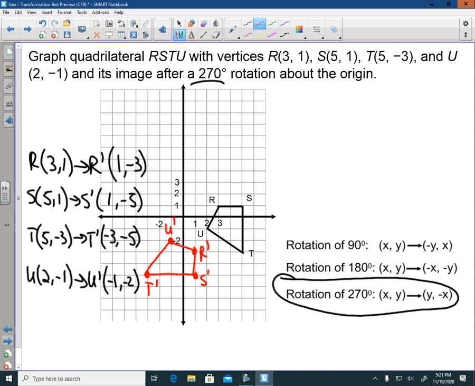So now that we have connected all of those together, you can see that we have successfully rotated our STU around the origin 270 degrees. Boom, done.